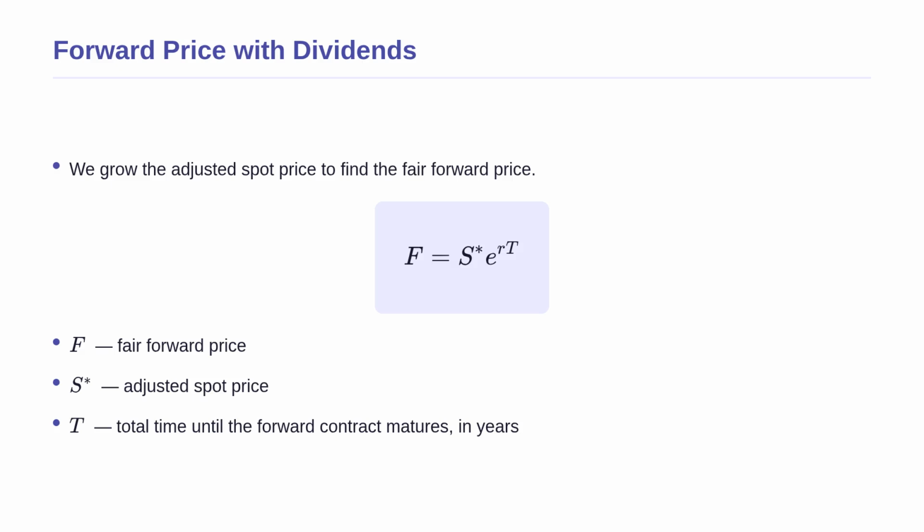With our adjusted spot price in hand, we can now accurately price financial contracts, like a forward contract. A forward contract is a binding agreement to buy the stock at a set price on a future date. To find this fair forward price, F, we take our adjusted spot price, S star, and grow it by the risk-free interest rate, R, over the total life of the contract, capital T. We specifically use the adjusted price, not the original stock price, because the buyer of a forward contract does not receive any dividends paid before the contract matures. If the risk-free rate increases, the forward price will also increase to compensate the seller for tying up their capital.